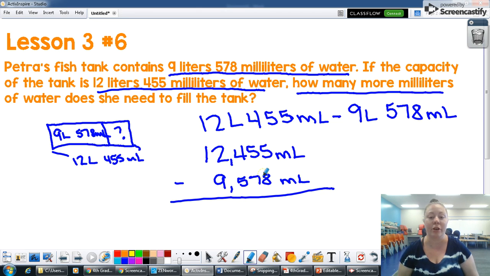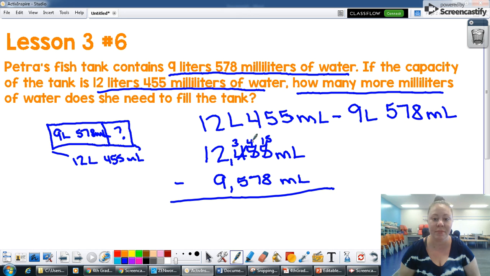Again, first thing, I look across my digits. 5 minus 8 I cannot do, so I'm going to regroup next door. 5 becomes a 4. And this 5 is a 15. 4 minus 7 I cannot do. I look next door. 4 becomes a 3. And this 4 becomes a 14. Again, 3 minus 5 I cannot do. I look next door. 2 becomes a 1. And a 3 becomes a 13. 1 minus 9 I cannot do. I look next door. 1 becomes a 0, and this 1 becomes 11.